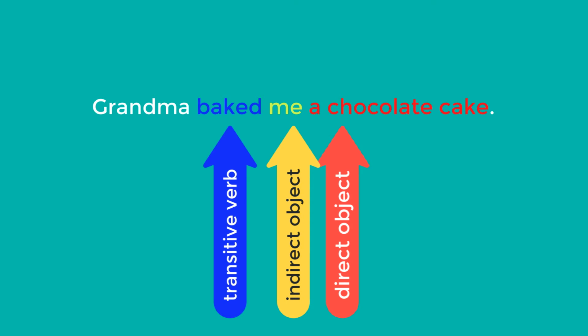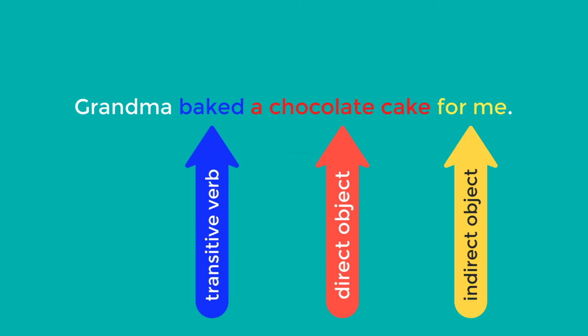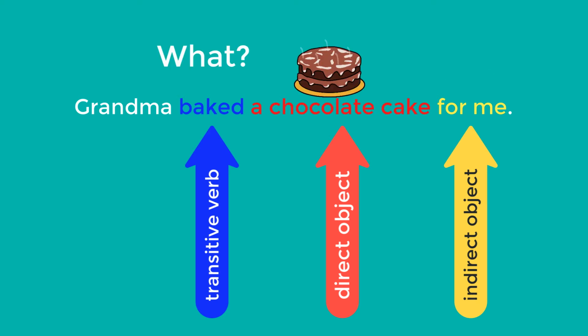We could also say this sentence another way. Grandma baked a chocolate cake for me. Here you can see the indirect object clearly because it follows the preposition for. Again, find the verb and ask the question, what or who baked what? A chocolate cake. That is the direct object. For whom or to whom? For me. That is the indirect object.